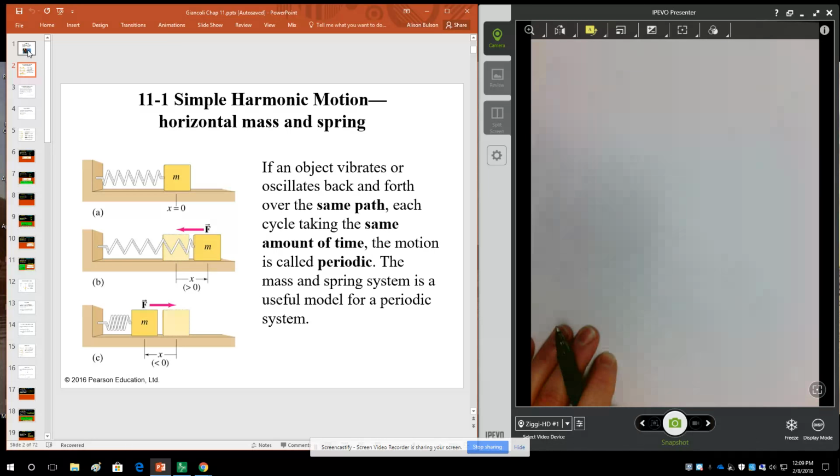A mass on a horizontal frictionless surface attached to an ideal spring is a useful model for a periodic system, and it's one we can treat in detail. So our focus will be masses and springs. We'll then expand that focus to uniform circular motion of a particle. We'll then look at some pendulums of various types. And after all of that, we'll start applying our ideas of oscillations to mechanical waves.